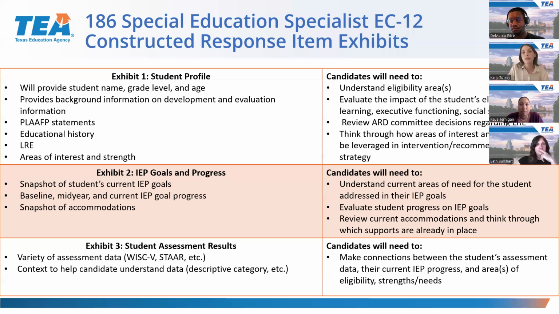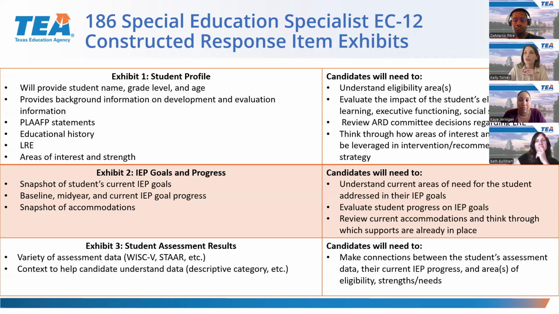So if they're engaging with an inventory, they'll be able to see the descriptive category information. If they're given STAR data, there will be context there to help the candidate place that information in context for the student. So in that third exhibit here, candidates really need to be able to make connections between the student's assessment data, their IEP progress, their areas of eligibility, and their strengths and their needs.